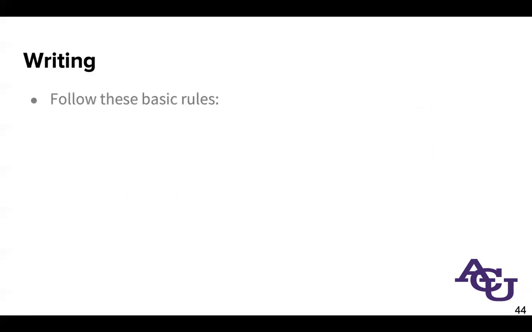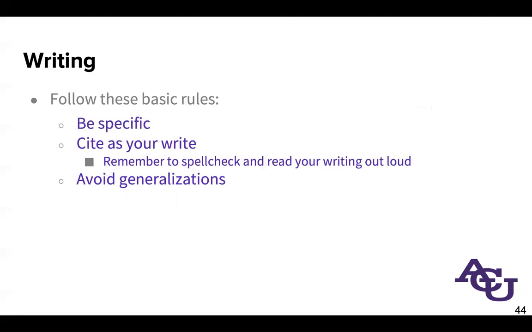When you're writing, I do recommend that you follow a couple basic rules. First, be specific. Second, cite as you write. Now, it is important to spell check, and I strongly recommend reading your writing out loud. But if it's something like a name, which can be spelled many different ways, if you're citing as you write, you can look at the source and copy that directly in without wondering, okay, hold on, was that Smith with an I or Smith with a Y? Which can make it a lot harder to find things.